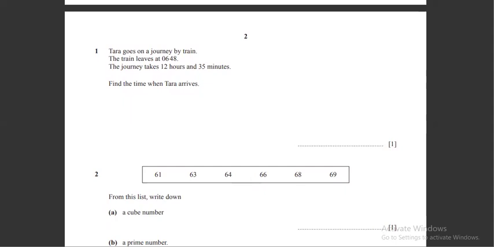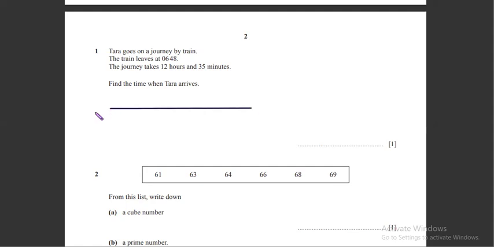It states that Tara goes on a journey by train. The train leaves at 6:48. The journey takes 12 hours and 35 minutes. Find the time when Tara arrives. So I'm going to make use of a timeline for this question.